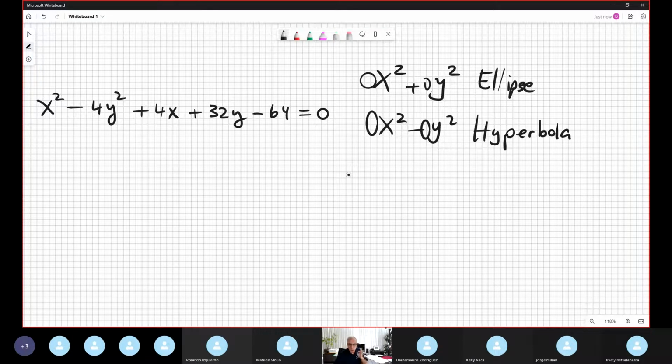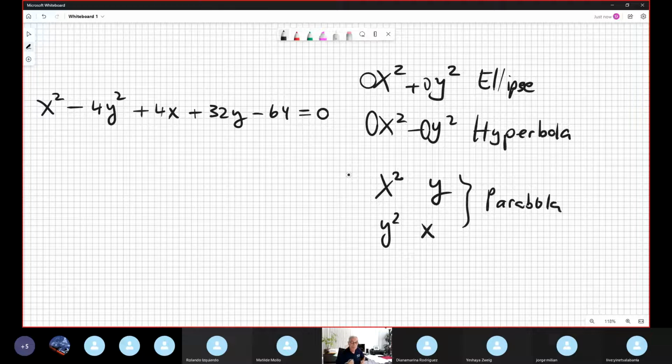Okay, guys, super easy identification. If in our equation x squared and y squared are present and plus in between, ellipse. If it is minus, hyperbola. Another possibility is x squared present and no y squared, y without square, or y squared and x, that is a parabola. Okay? Is the idea clear? Yes. Super.